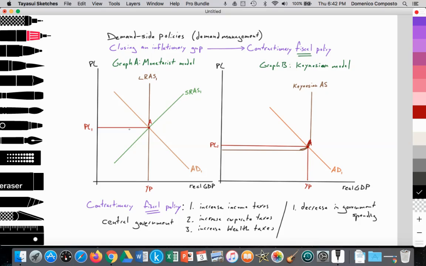Contractionary fiscal policy is the central government influencing taxation or government spending to impact aggregate demand. So, if we want to pull AD back, the central government can increase income taxes or increase corporate taxes or increase wealth taxes. An increase in income tax would reduce consumption spending. An increase in corporate taxes would reduce investment spending. And an increase in wealth taxes could also reduce consumption spending. In addition, the government can decrease their government spending. And since government spending is a component of AD, it would have an immediate impact on real GDP. So those are the options available to the central government.